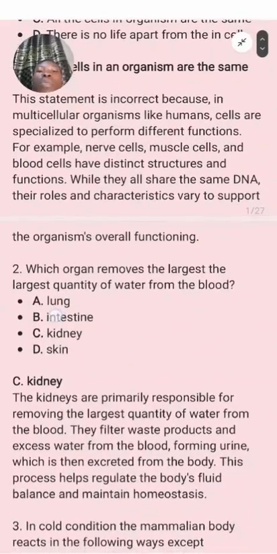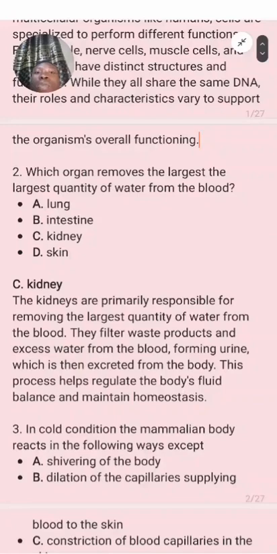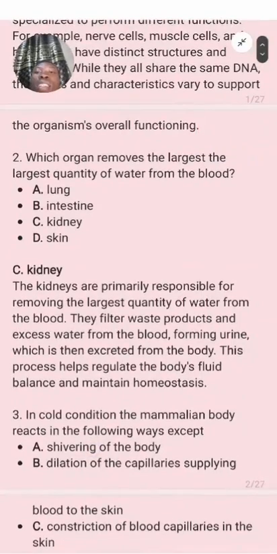Which organ removes the largest quantity of water from the blood? The correct answer there is the kidney. The lung may be moist, but we are talking about largest quantity of water. The skin, sweat can come out of it, but it's not big as we expect. It's not a lot of water.